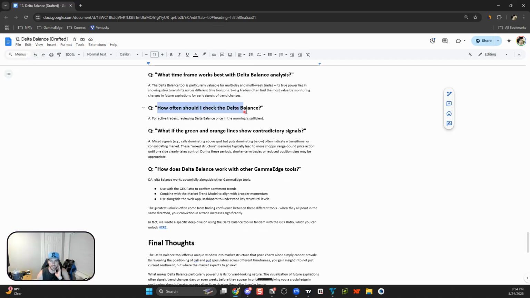How often do I need to check the delta balance? We find that for active traders, checking once in the morning is sufficient just to understand any structural changes day over day. Next question, what if the red and orange lines show contradictory signals?